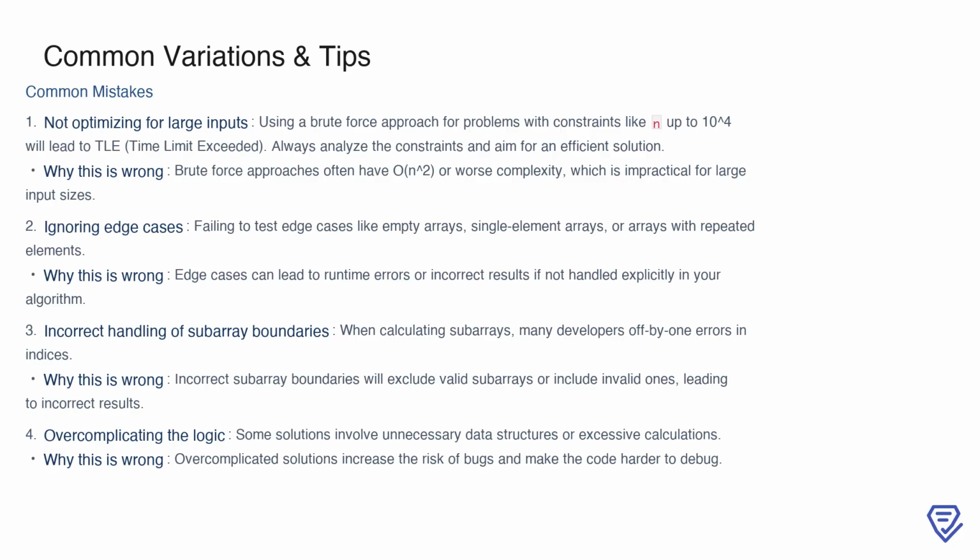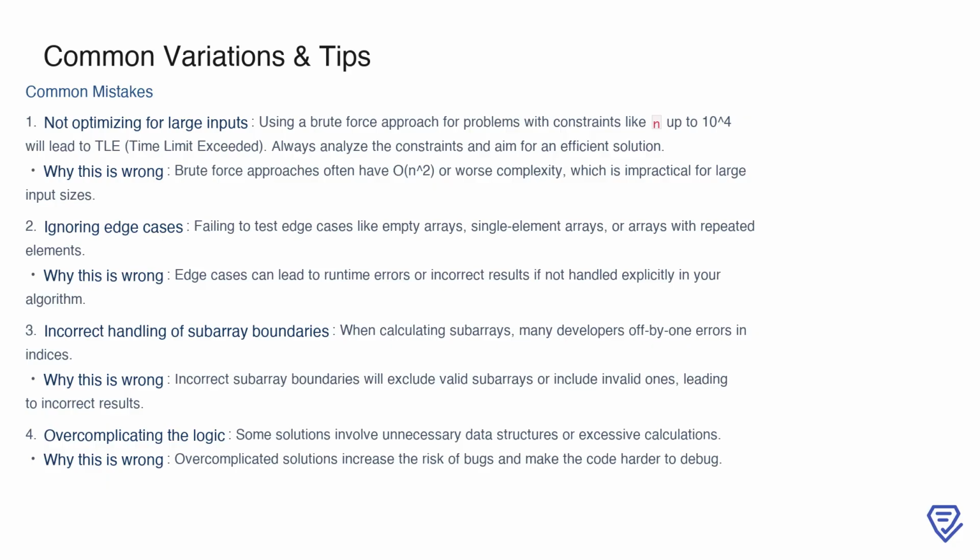Another frequent issue is ignoring edge cases. For example, if you don't handle scenarios like empty arrays, single-element arrays, or arrays with repeated elements, your solution could produce runtime errors or incorrect results. Subarray boundary errors are another pitfall. It's common to see off-by-one mistakes in indices, which can result in excluding valid subarrays or including invalid ones, leading to incorrect answers.